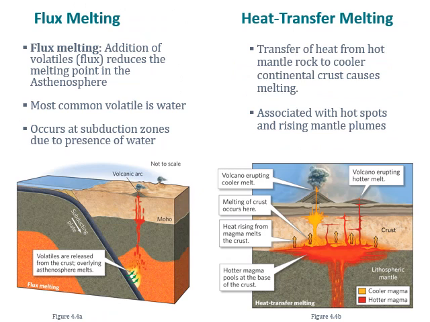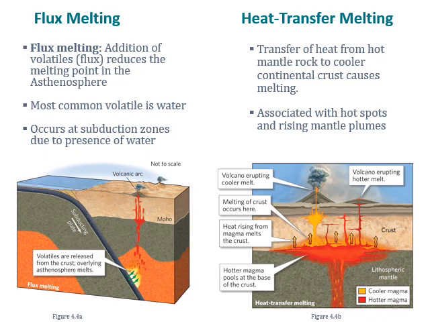Flux melting occurs as a result of the addition of volatile material, also known as flux, to rocks in the asthenosphere, which reduces their melting point. These volatiles are most commonly water, carbon dioxide, and other fluids, and this type of melting occurs at subduction zones due to the presence of water that is a part of the subducted plate. So the rocks in the subducted plate are hydrated. They have some water in them, either as H2O or as hydroxide molecules, which are known chemically as OH.